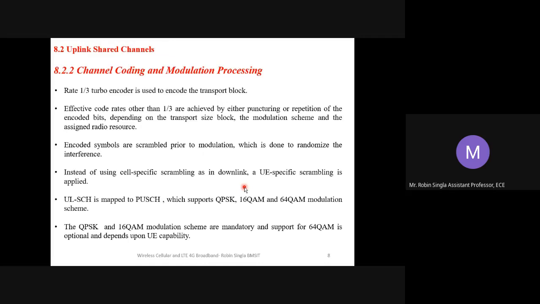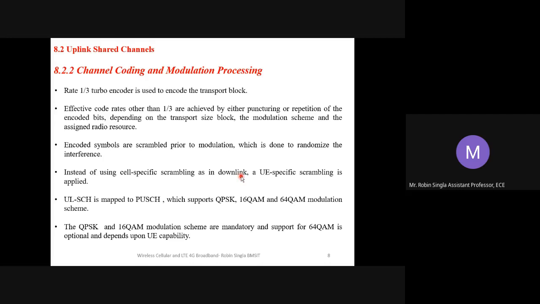Now, channel coding and modulation processing. Similar to module 3, where we explained channel coding and modulation processing for the different shared channels, control channels, broadcast channel, and multicast channel, we will do the same thing here. First we gave an overview of the transport channel, the channel processing, and the modulation scheme used. Now this is for the uplink shared channel.